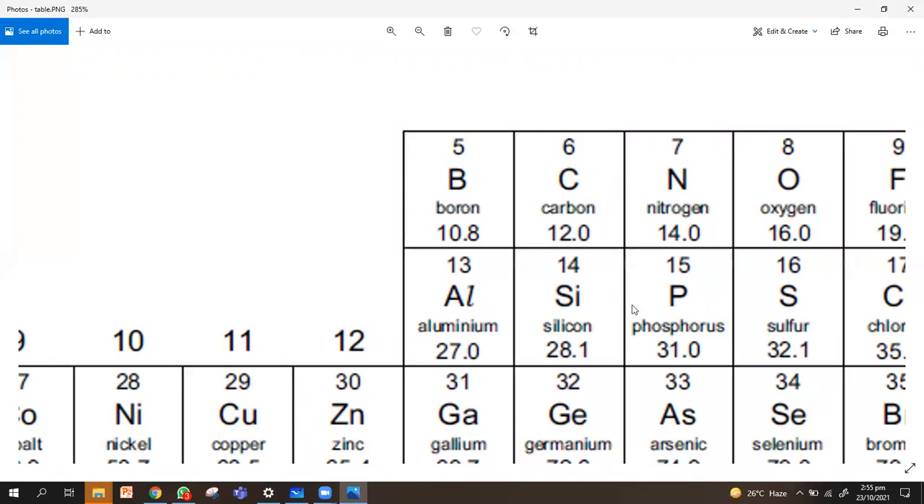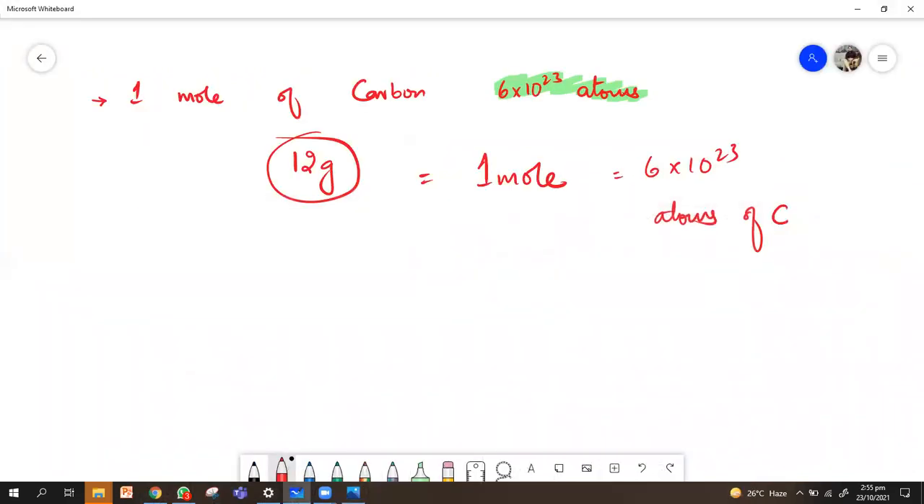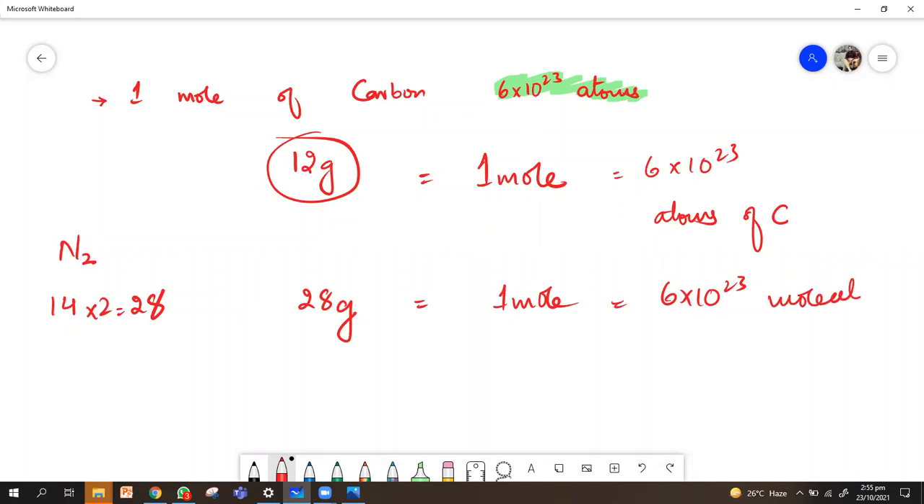Like, for example, nitrogen. Look at nitrogen. If you have N2, the mass of one nitrogen atom is 14, right? N2 ki baat ho rahi hai na beta. N2 exists in the form of a molecule. So one atom has a mass of 14, two atoms will have a mass of 28. So that means 28 grams of nitrogen will be equal to one mole, will be equal to 6 × 10²³ molecules of nitrogen.